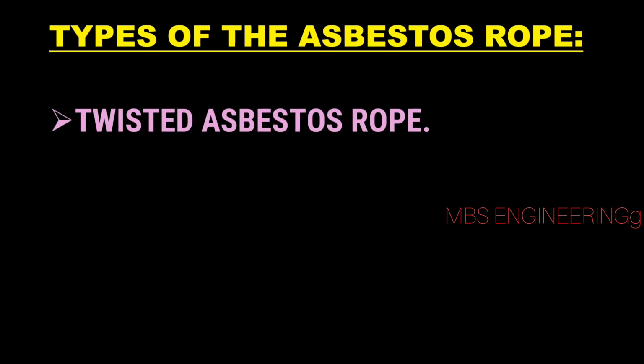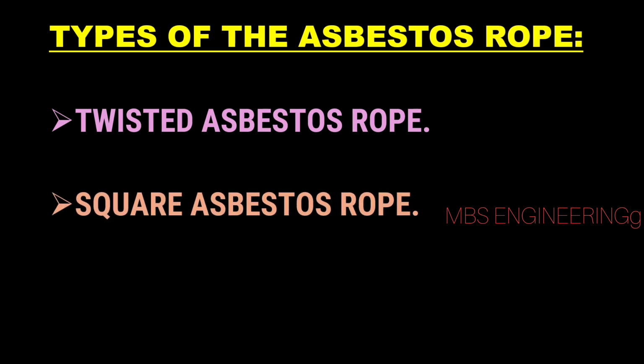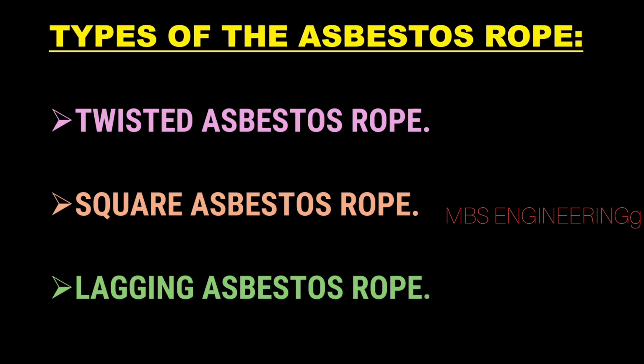Next, we will learn the types of the asbestos rope. The first type is twisted asbestos rope. The second type is the square asbestos rope. The third type is the lagging asbestos rope.